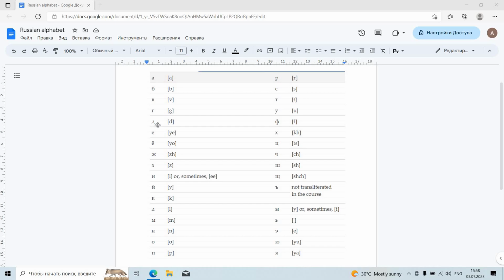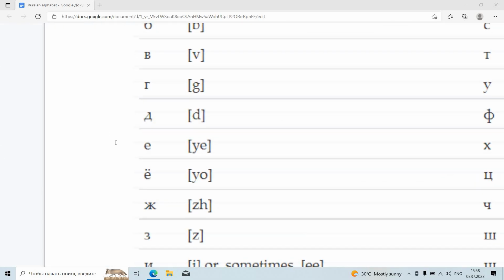The next one. Oh my goodness, look at this. What is this tiny little letter, huh? It looks weird, doesn't it? But actually, it's pronounced as D, D, D.